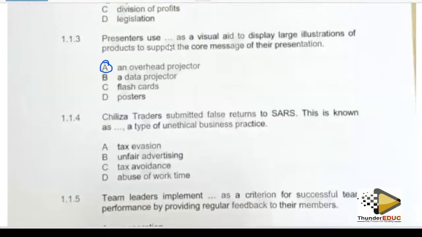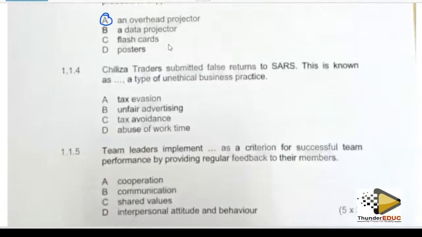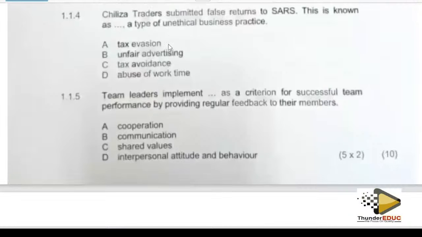The next question we have is 1.1.4, and 1.1.4 reads as follows. Chiliza traders submitted false returns to SARS. This is known as dash, a type of unethical business practices. Yeah, this one I know, most of the businesses, what they do, they normally submit wrong information. Why wrong information? Because they want to avoid or run away from paying tax. So now if we check out the options given there, A and C, they are more or less the same. B and D, they're totally out.